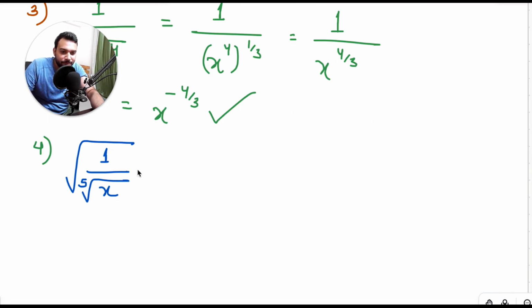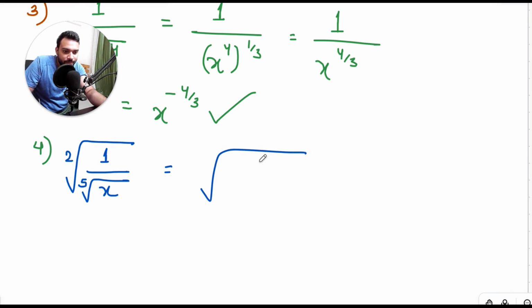Here's a beautiful looking expression. There's a big radical symbol outside that's covering the complete thing, and inside we have 1 upon the fifth root of x. Since no number is written outside the outer root symbol, it's assumed to be a square root, or simply a 2. There's a 2 written here. So let's simplify the inside first. Let the root be outside. 1 upon x raised to the power 1 over 5.